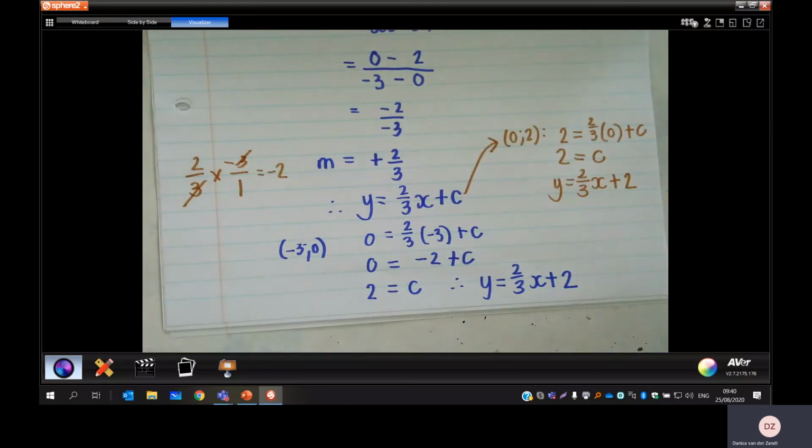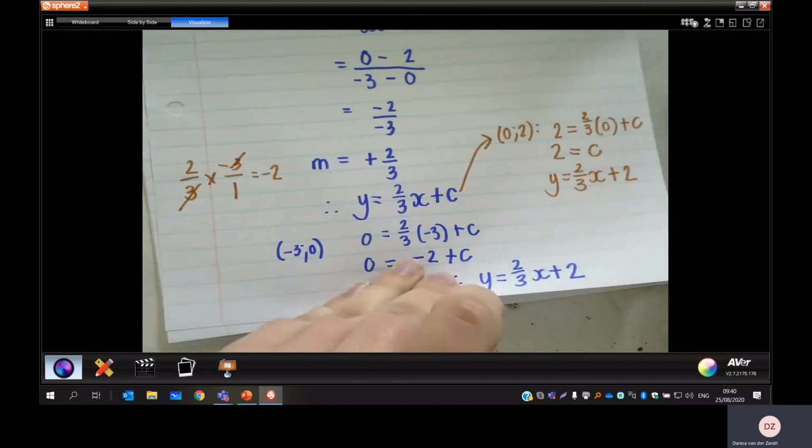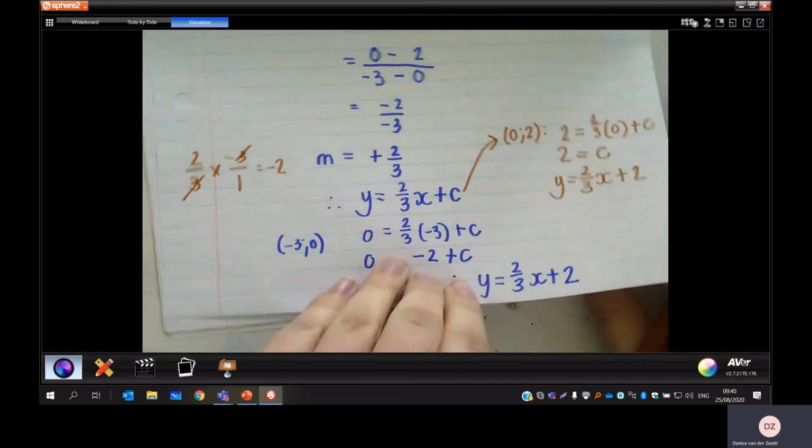Okay, I have another one for you to do by yourselves. It's a very quick one, should take less than 30 seconds. It's going to take you longer to draw than it is going to be to answer.